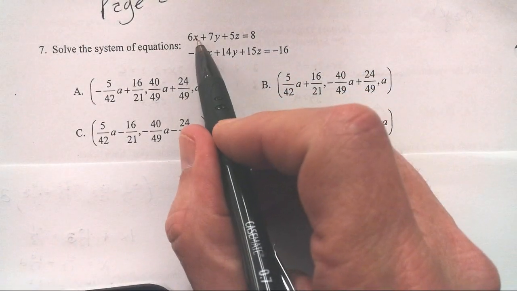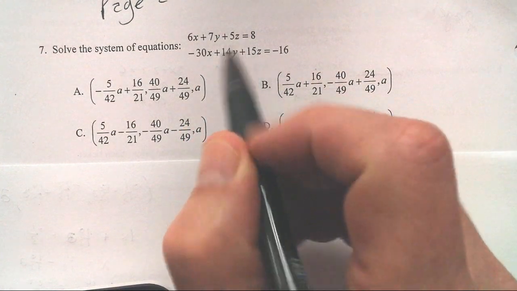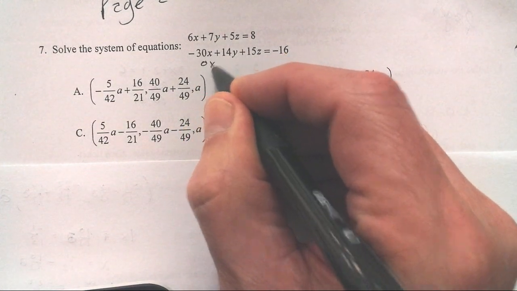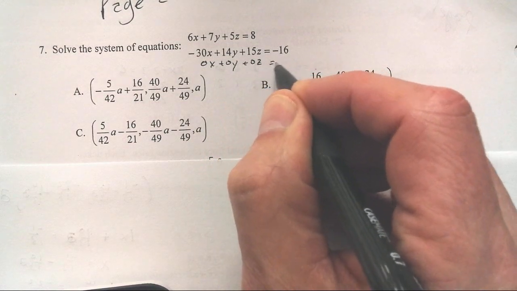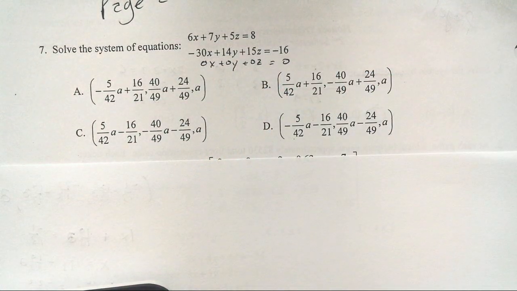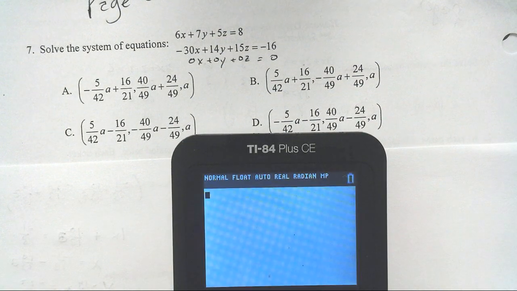Since we have 3 unknowns, I'm going to add one more equation, 0x plus 0y plus 0z, which obviously would equal 0. And I'm going to jump into my calculator.